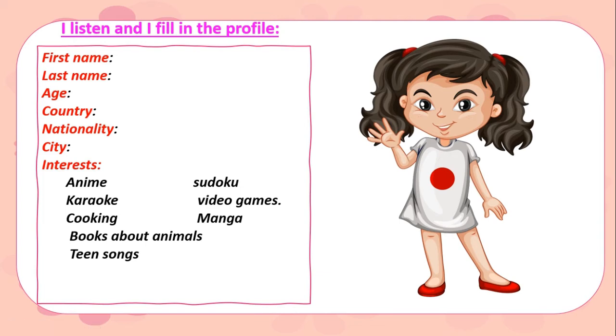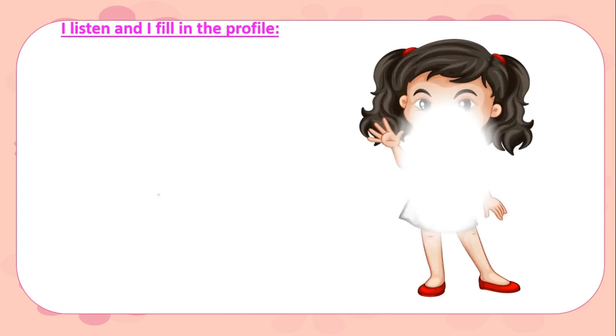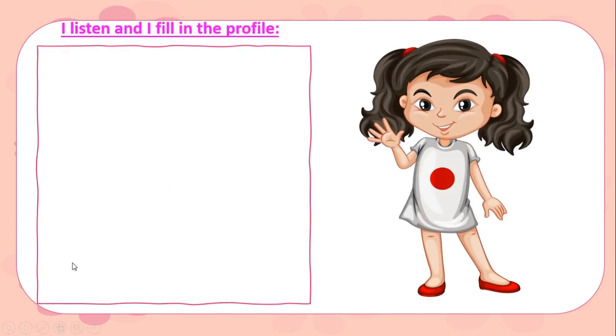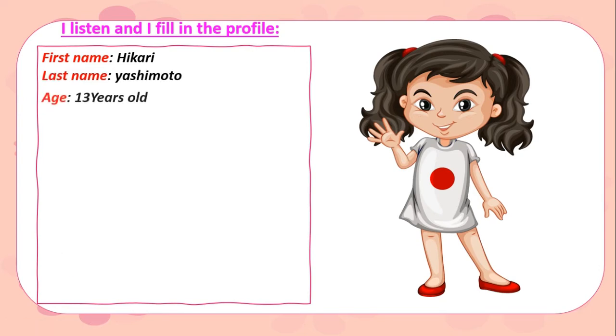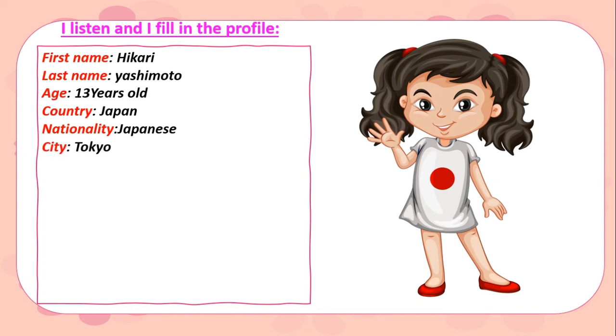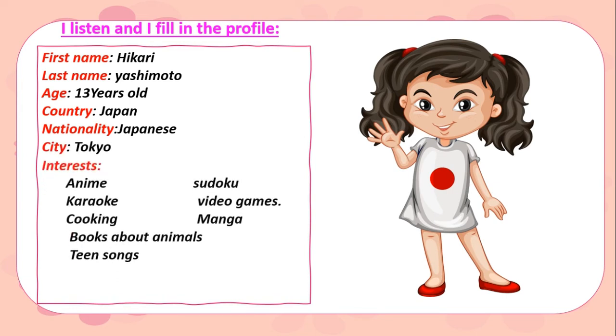So, let's correct. So, first name is Hikari. Last name Yashimoto. Age 13 years old. Country Japan. Nationality Japanese. City Tokyo. Now let's move to the interests. You're going to put a tick next to the correct answer.